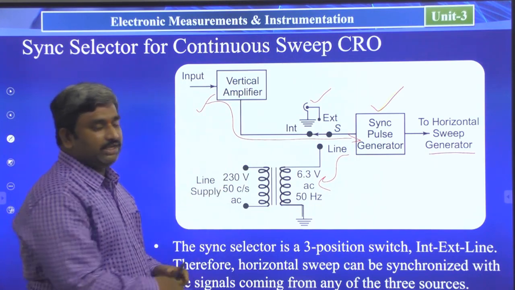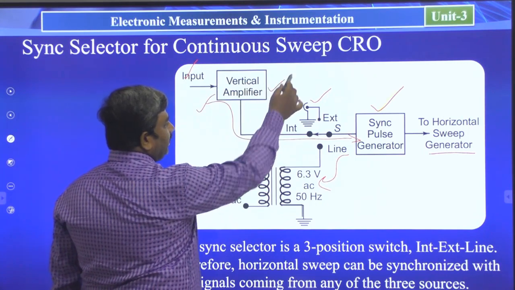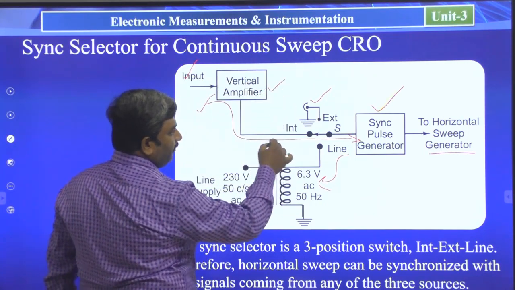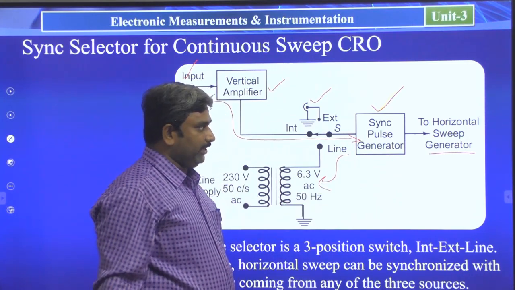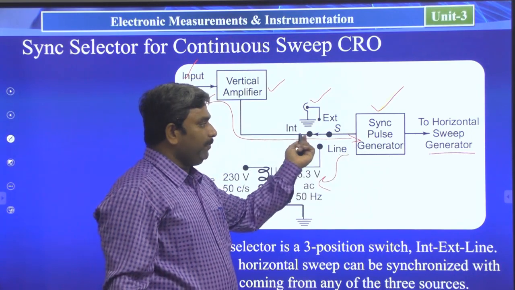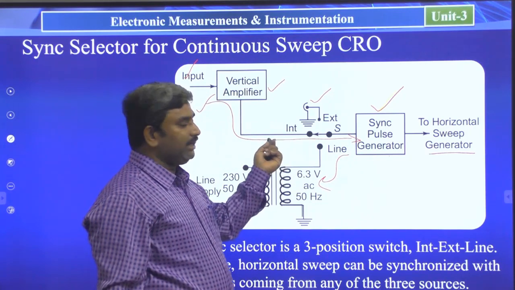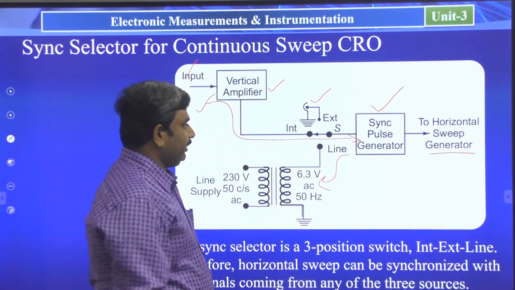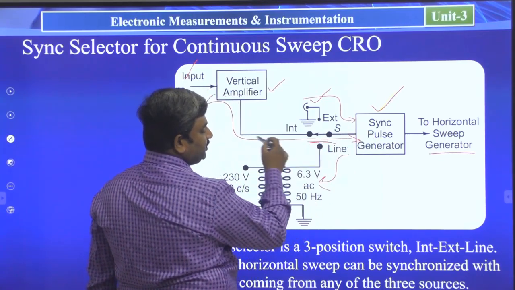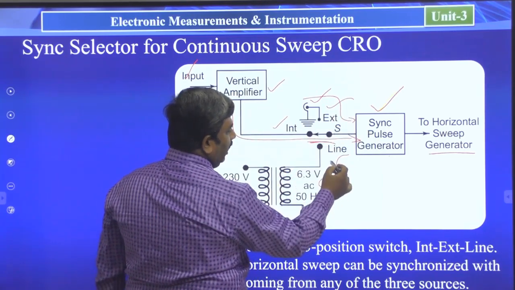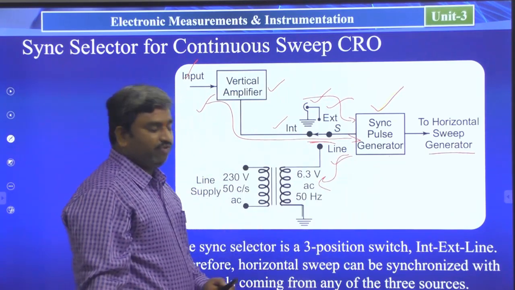So these are the three options. See here, we have the input channel information, and we connect this to the vertical amplifier. This vertical amplifier information we connect to the time-base generator, or sweep generator, through the sync pulse generator. So this is the internally connected signal to the time-base generator. Otherwise, you can connect the second. Here we have the switch position. The switch has to be connected either internally, externally, or to line. So this is a three-way switch, a three-function switch.